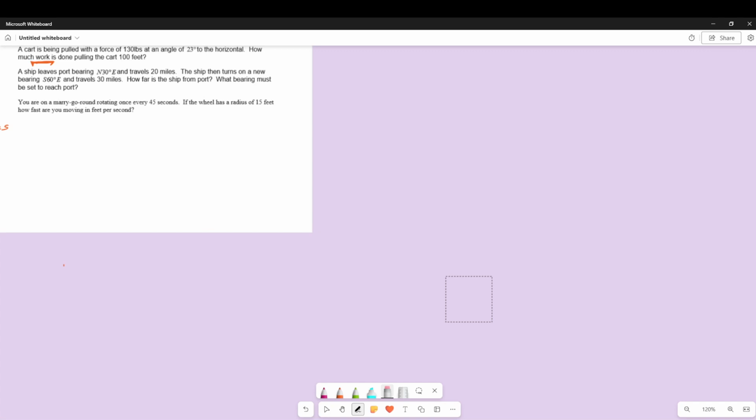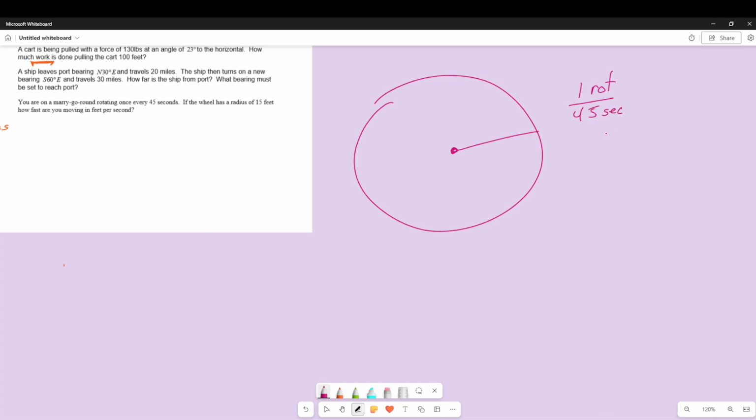Okay, I do want to do this last one real quick. I am starting to run out of RAM in my little thingy here, so let's try to be nice to it. Let's see, we're on a merry-go-round that's rotating once every 45 seconds. That sounds like fun. So we're on a merry-go-round, and it's doing one rotation every 45 seconds. It's pretty slow. The wheel has a radius of 15 feet. That's pretty wide. How fast are you moving in feet per second?